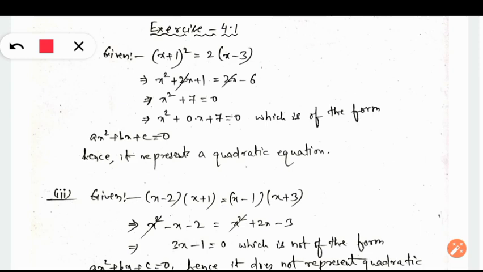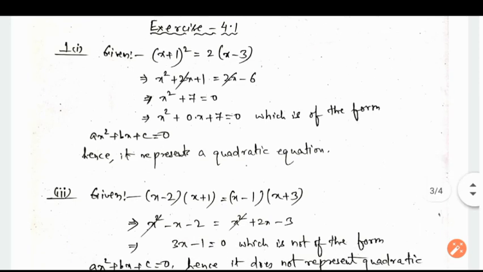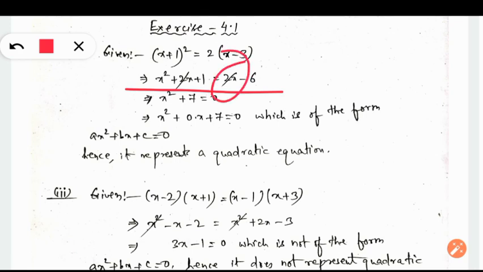What we have as given is x plus 1 whole square equals 2 times (x minus 3). So I expanded x plus 1 whole square. What is the formula? a square plus 2ab plus b square. So I got this. See, 2x gets cancelled. Why? Because if we take this 2x to the LHS, it becomes minus 2x, and plus 2x minus 2x gets cancelled. So what is left?